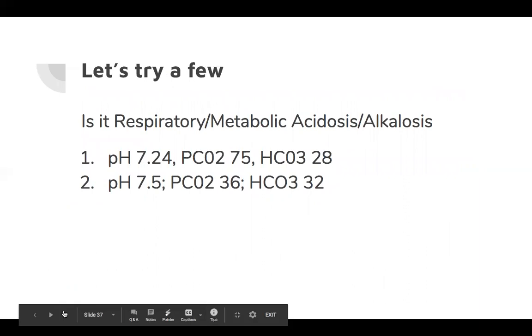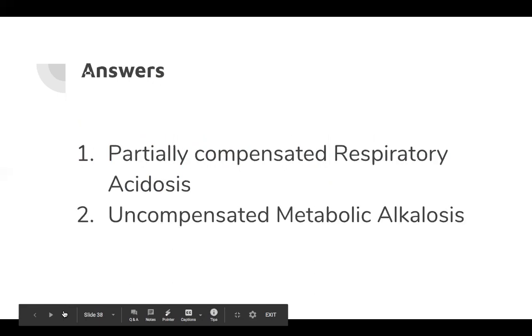I told you to make sure you know your acid base. You'll have a question for acid base, and I had 2 examples here. So if you need to revisit these after you've gone over how to do it, I'll certainly pause that. I'm going to continue through. So the first one, you had your pH is 7.24. Your PCO2 is 75. Your HCO3 is 28 for number 1. Number 2, your pH is 7.5. Your PCO2 is 36. And your HCO3 is 32. And there will be your answers.